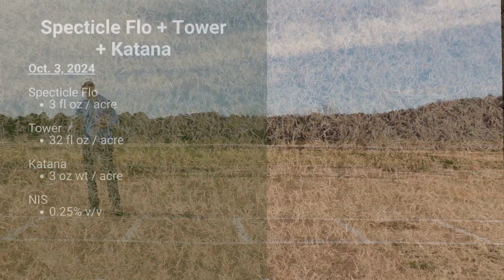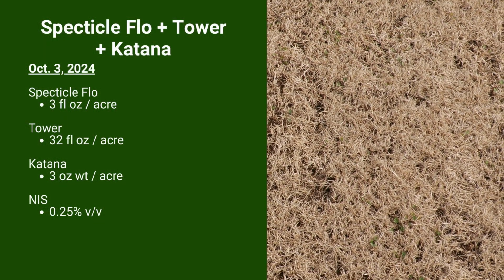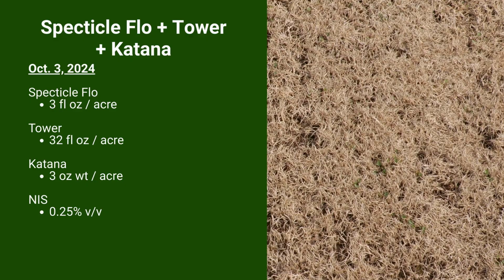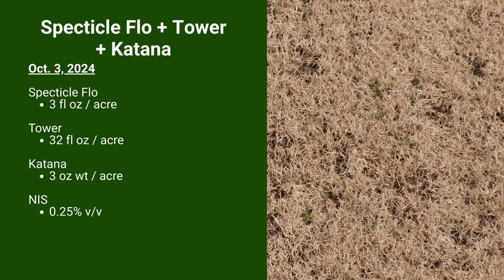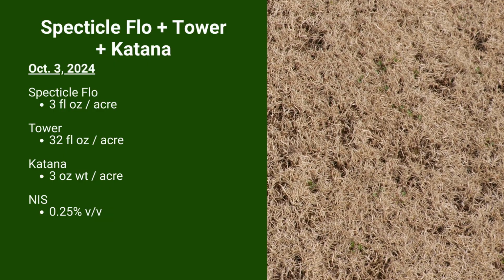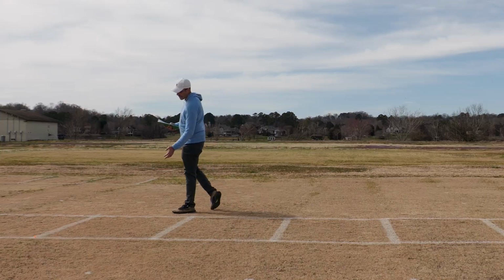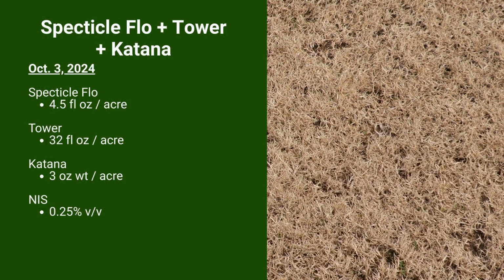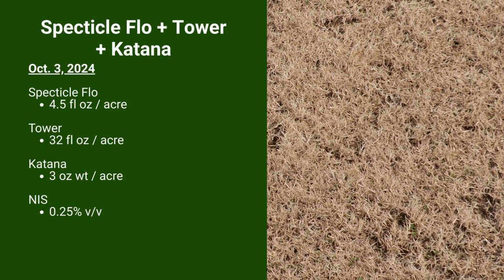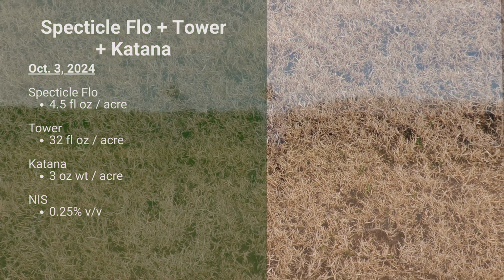Next plot, we've added an ALS inhibitor to the mix. So now we've got Specticle at 3, Tower at 32, and we're including Katana at 3 ounces per acre into that treatment. Again, to get at that pre-3 concept that's become so popular in the industry. Next plot is the same kind of idea where we've got Specticle, Katana, and Tower in the mixture. We've just increased our Specticle Flo rate from 3 ounces to 4.5 ounces.